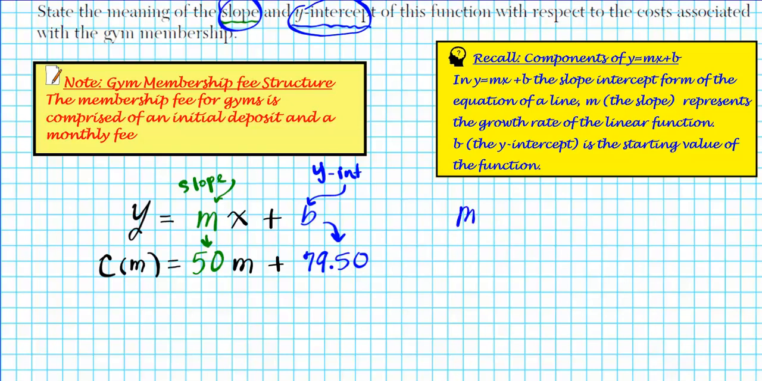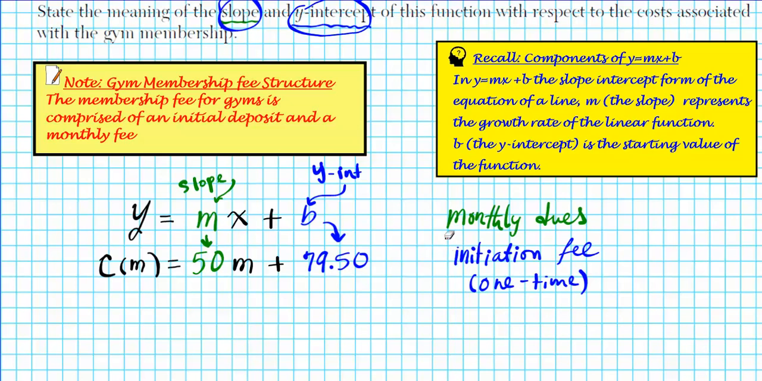You have your monthly dues. That's the amount of money you pay every single month. And then you also have your initiation fee or a deposit. Okay, the initiation fee is always one time. It doesn't matter how many months you attend the gym, you just pay that initiation fee once, and then after that, you start to pay your monthly dues. All right, so the question is, if you look at this function right here, with a growth of 50 and a starting value of 7950, can you identify which value is the monthly dues and which is the one-time initiation fee that's independent of how many months you attend the gym?